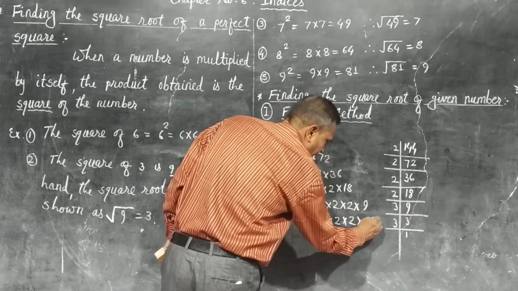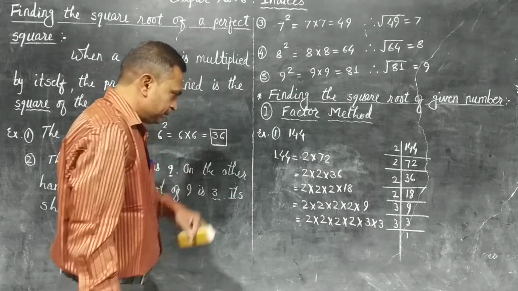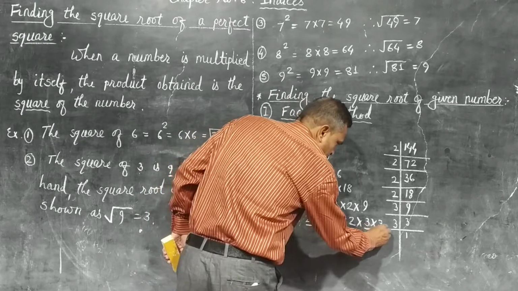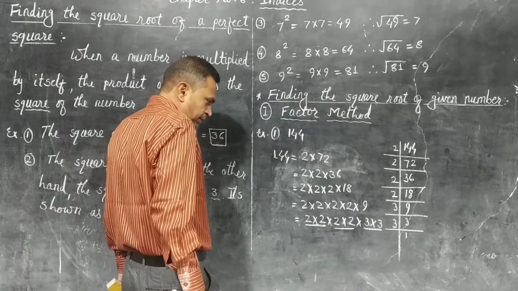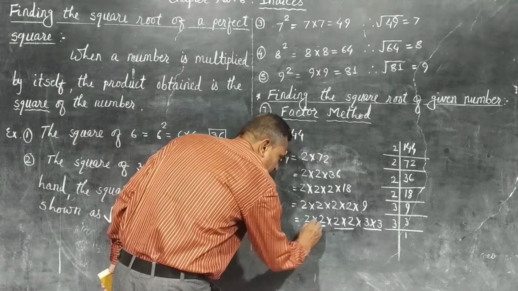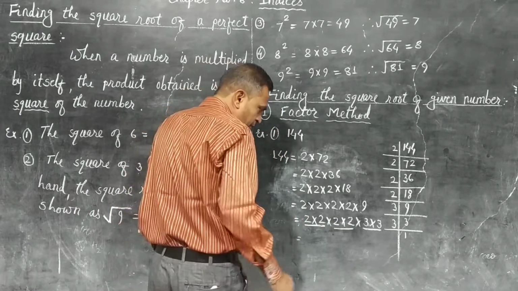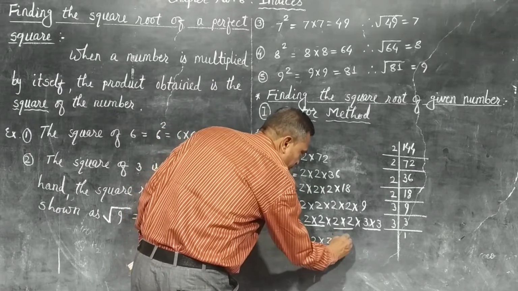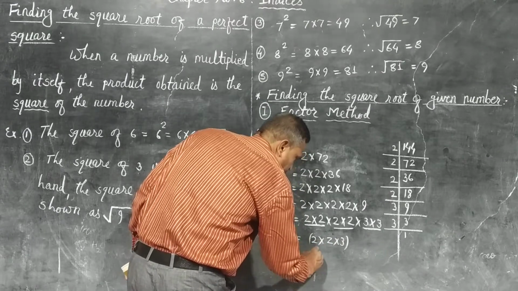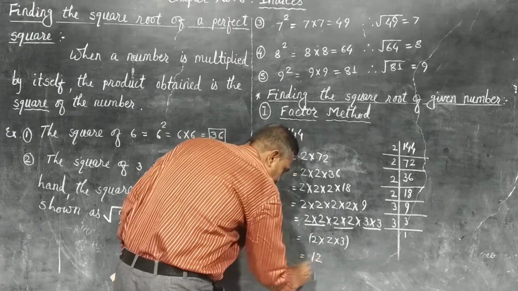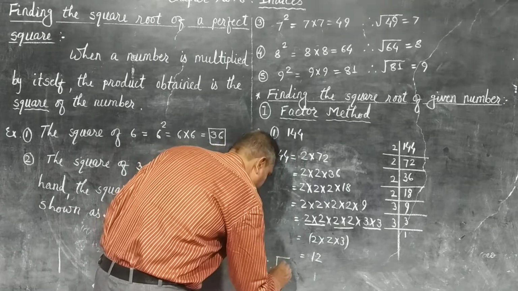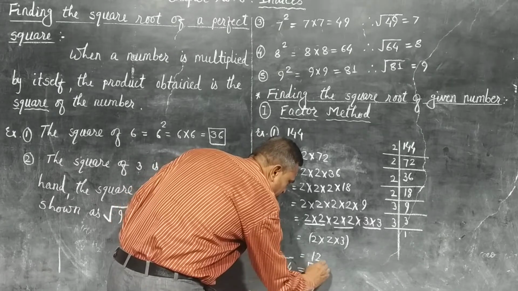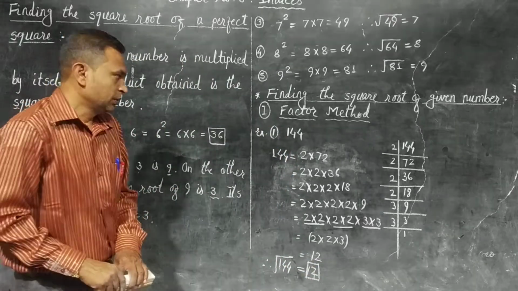3 3s are 9. Now the pairs of this pair we get here 9. Now write down one factor of each pair. 2 into 2 into 3. 2 2s are 4, 4 3s are 12. Therefore, square root of 144 is equal to 12. This is the square root.